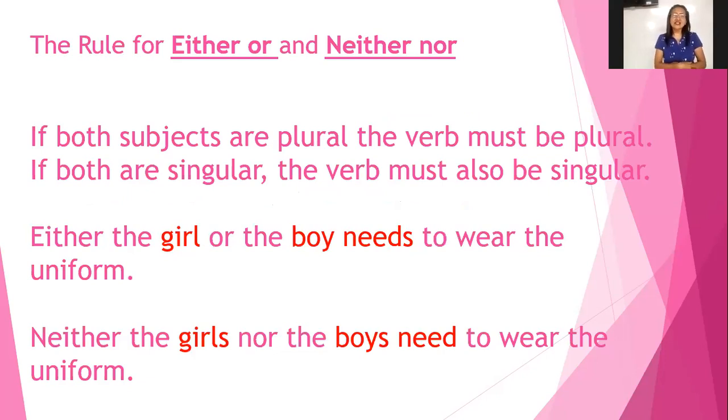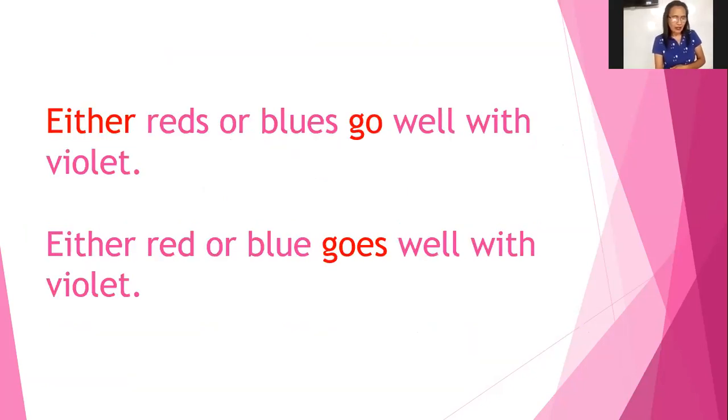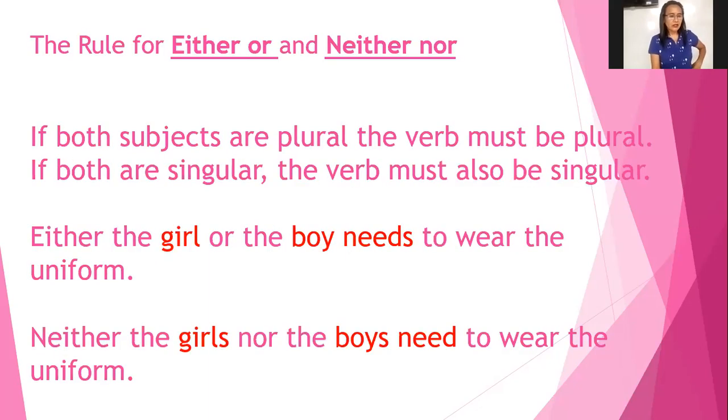Okay, next, here is the rule. The rule for either-or and neither-nor. Look at this rule. It says if both subjects are plural, the verb must also be plural. So going back here, our subject is reds or blues. It is plural, so we have to have a plural verb.